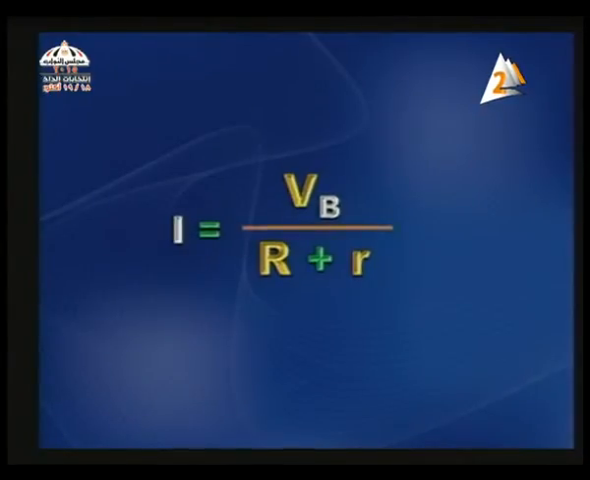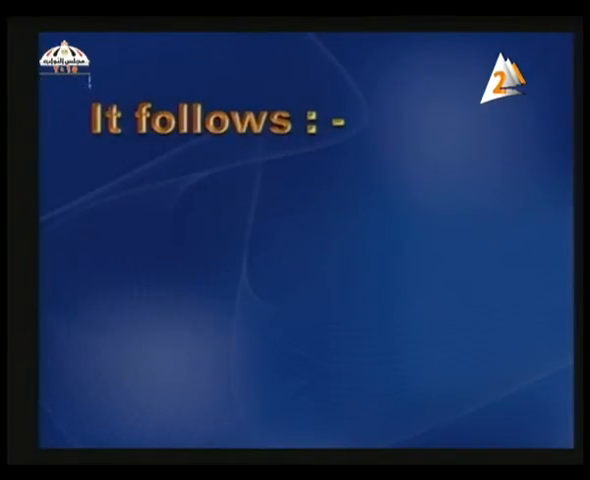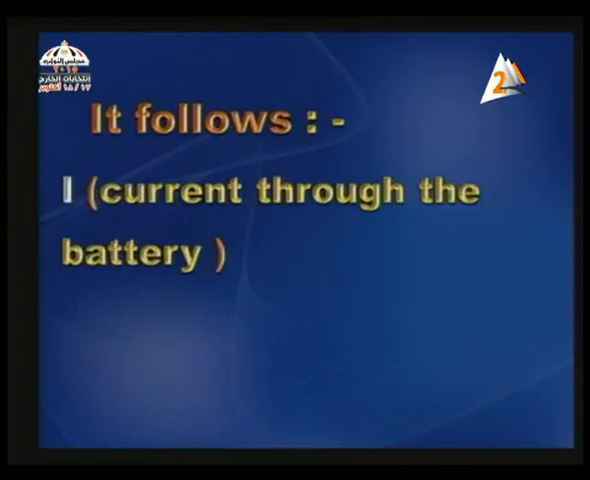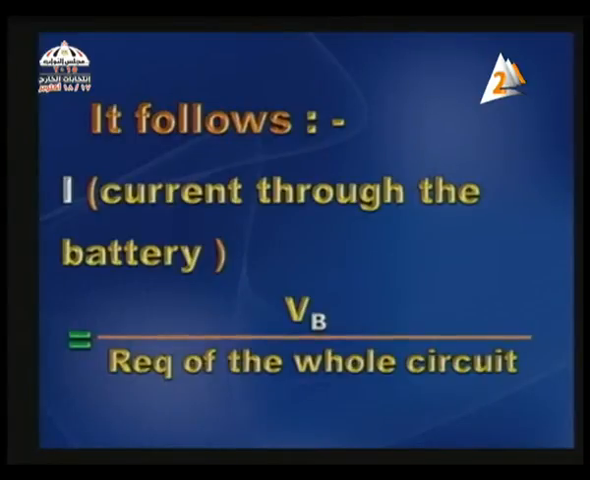Current through the battery is equal to V battery over R capital plus R small. It follows something very important. The current through the battery is determined from the formula V battery over R equivalent of the whole circuit. It means R equivalent of the whole circuit includes external resistances as well as the internal resistance of the battery.